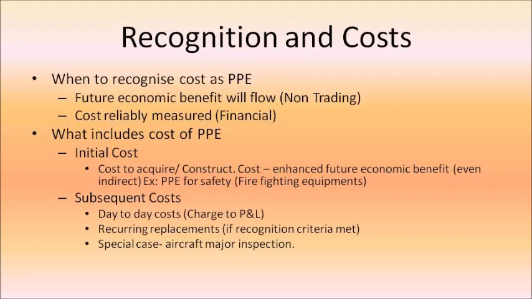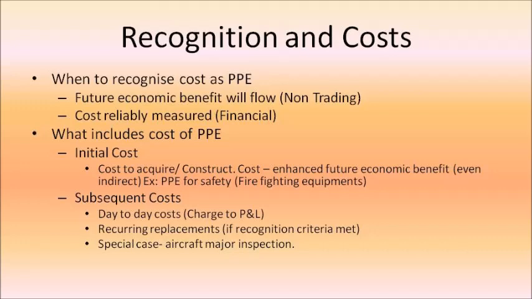For example, businesses or companies install safety measures, firefighting equipment. In case of some manufacturing concerns, they may install some filters which are necessary to ensure that they abide by the environmental norms and do not face issues due to their manufacturing activity. In such cases, they need not directly result in an increase in the revenue, but they indirectly add value to the business. So in such cases as well, these costs are to be capitalized as property, plant and equipment.